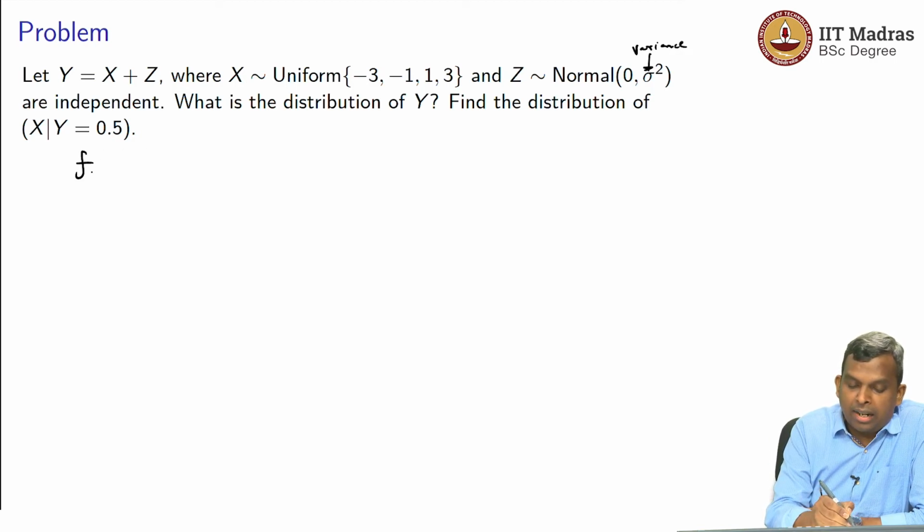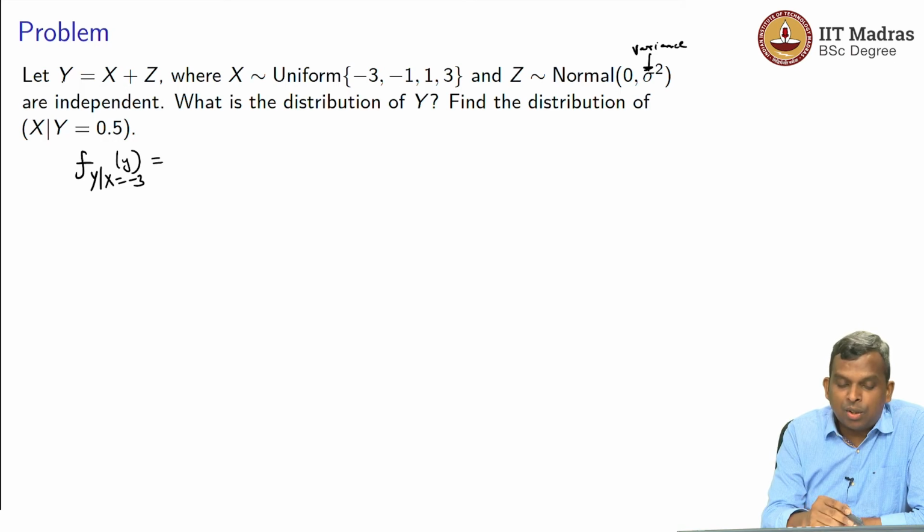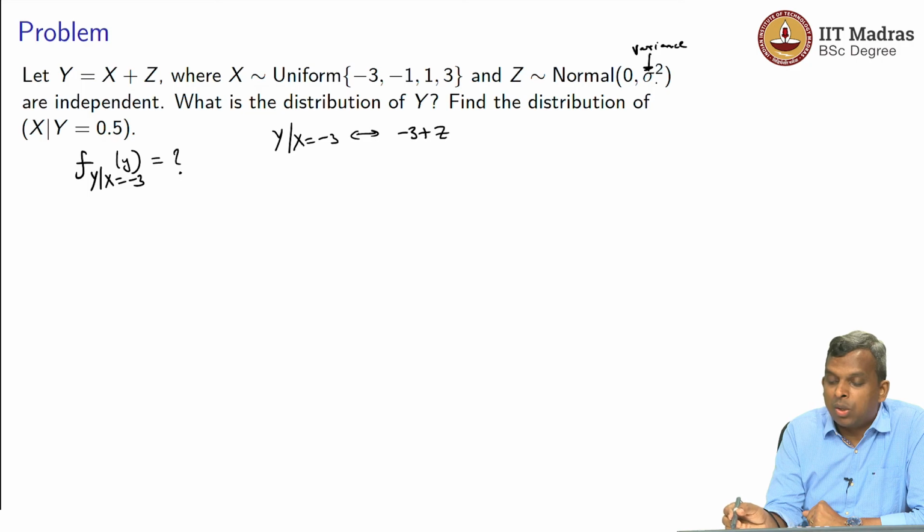The trick is to find f_Y given X equals -3, for instance. So what is going to be the density of Y given that X is -3? Remember, how do you do this? Y given X equals -3 is the same as -3 plus Z. Z is normal with mean 0 and variance sigma squared. What is -3 plus Z?